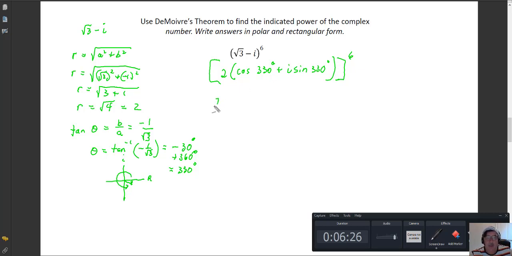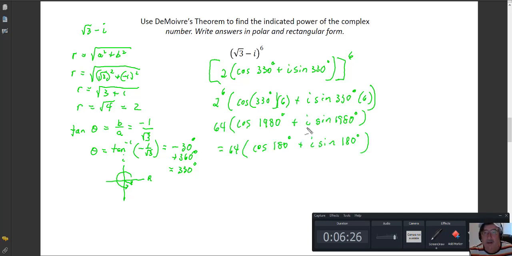All right, so now we can say that 2 gets raised to this power out here of 6 times the cosine of 330 degrees gets multiplied by the 6, that n number, and then the sine, same thing here. So we got 330 degrees times 6. Now, of course, we're going to get an angle greater than 360, so we're going to have to adjust that.